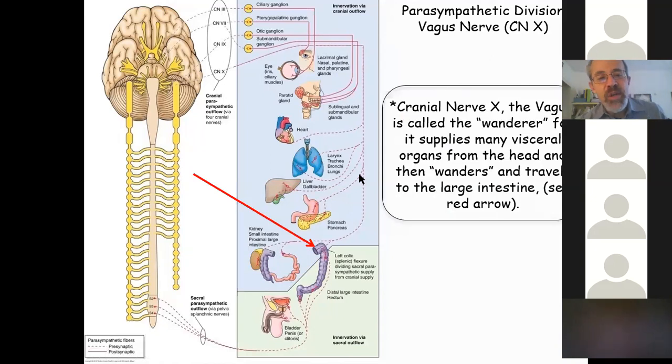You may be familiar with the whole gut-brain connection. Well, the vagus nerve plays a very important role in that, in the sense that quite often what's going on in your gut, if you've got gastric distress or whatever, is conveyed back to the brain by way of that vagus nerve.